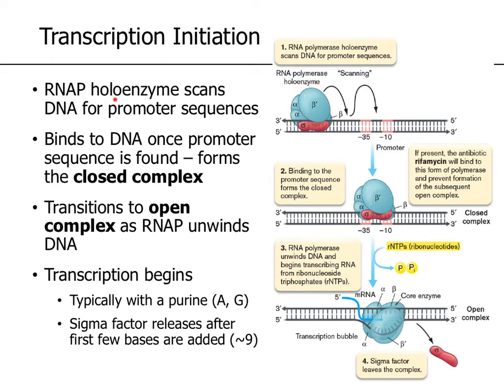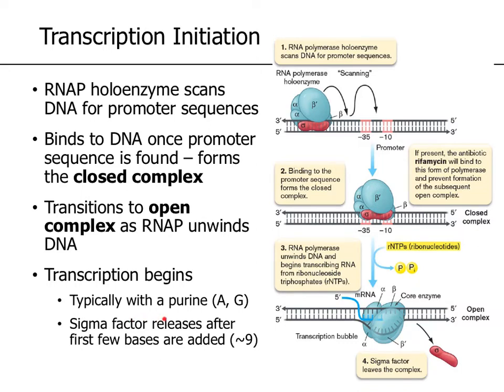As I was mentioning, RNAP stands for RNA polymerase. The holoenzyme, the whole thing put together with the sigma factor, goes along and scans and looks for the appropriate promoter sequence. Once it binds to the promoter sequence, it forms what's called the closed complex. At this point, it starts to unwind the DNA, and that begins to form the open complex. Typically, transcription will start with a purine. I'm not really sure why that is, but in general, it starts with an A or a G.